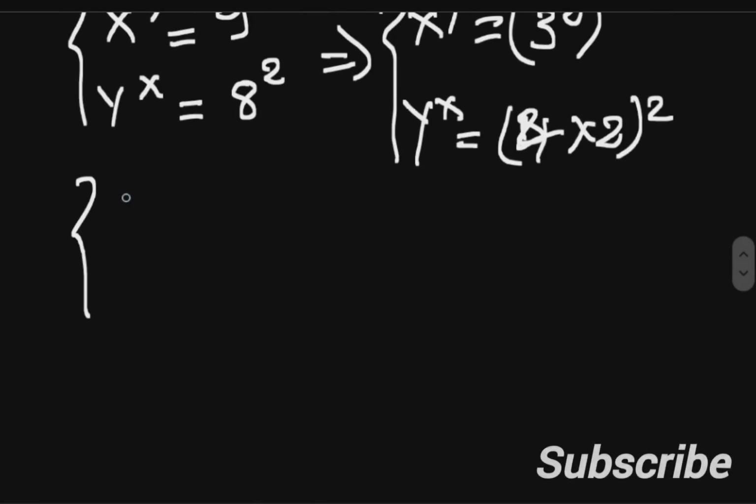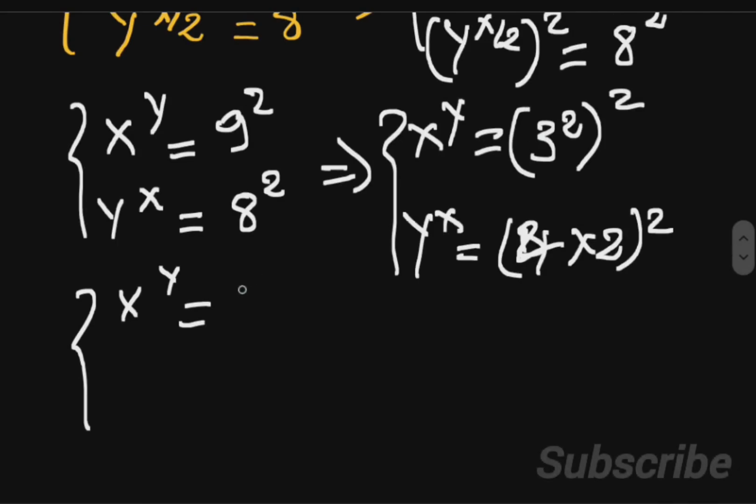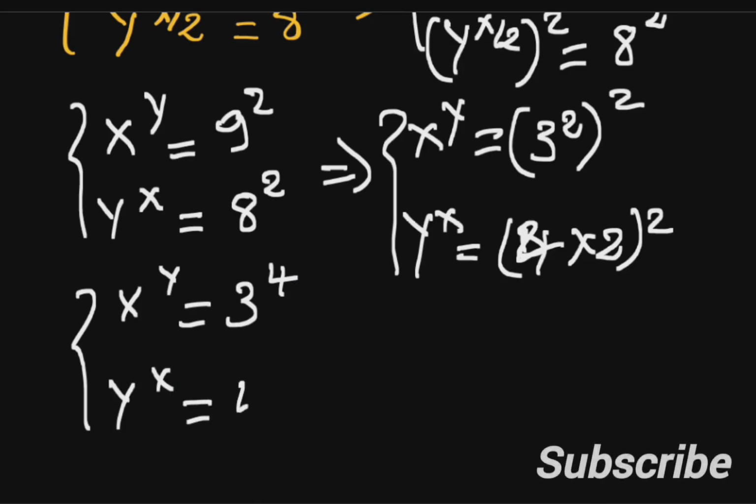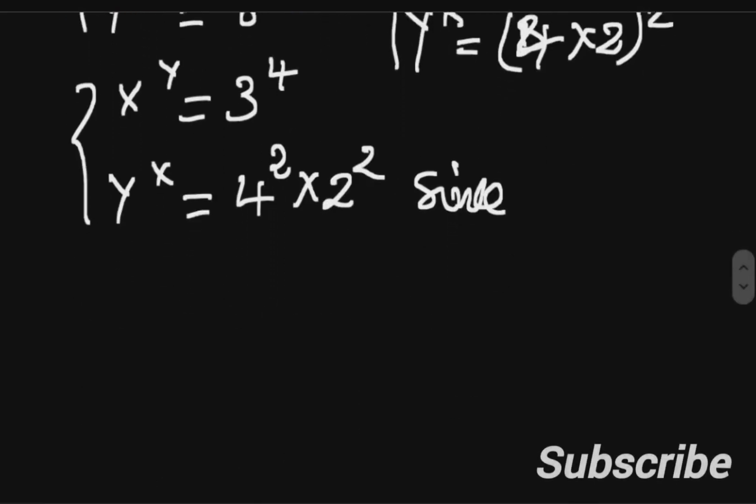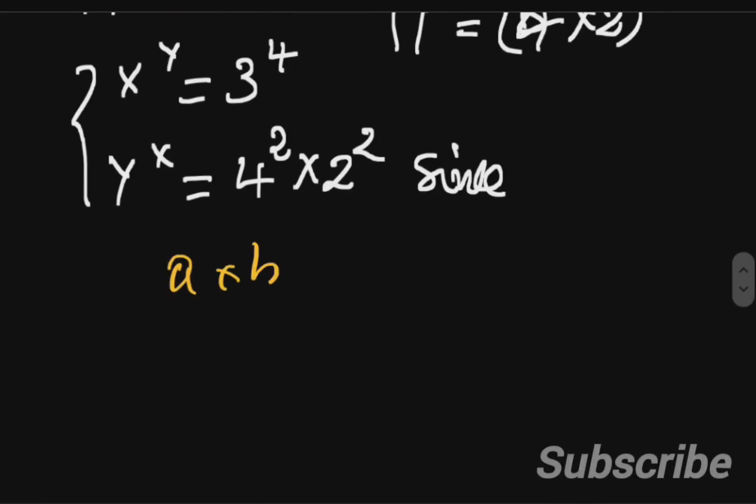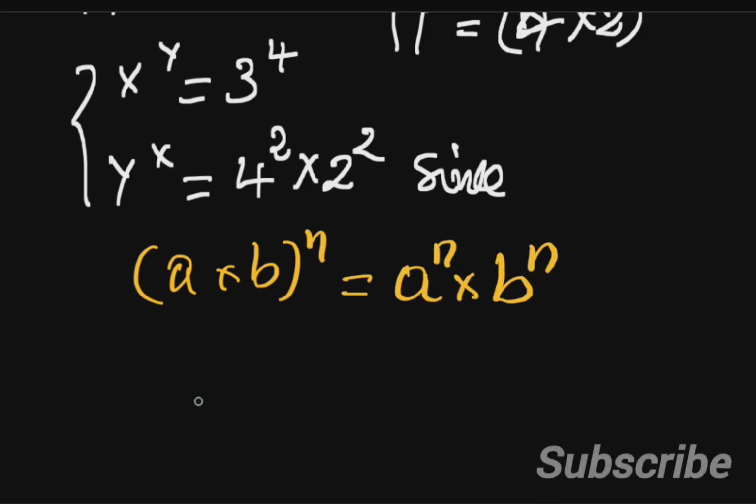Okay, at this level we have x to the power of y is equal to 3 to the power 4, since 2 multiplied by 2 is equal to 4, and y to the power of x is equal to 4 squared times 2 squared. Since if you have a times b, all this to the power of n, it is equal to a to the power of n times b to the power of n.